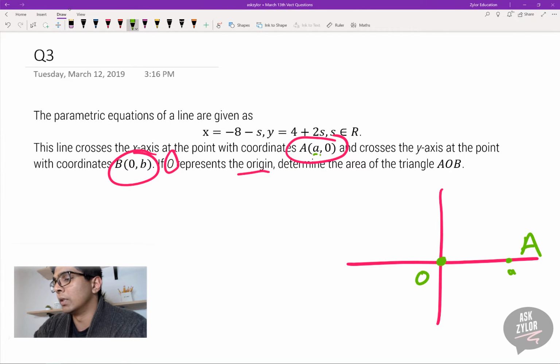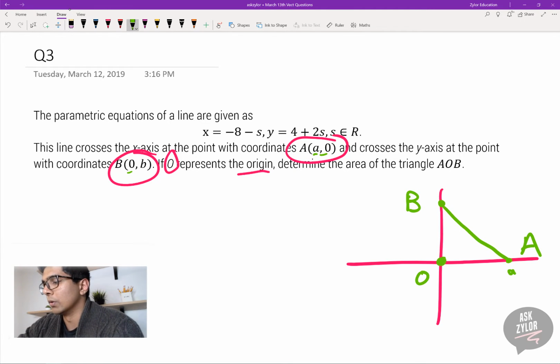Right? Because the 0 tells me it's on the x-axis, and this 0 tells me it's on the y-axis. So let's say this is B, for example. Right? So it's always going to make a right angle triangle. We'll see why that's important in a second.